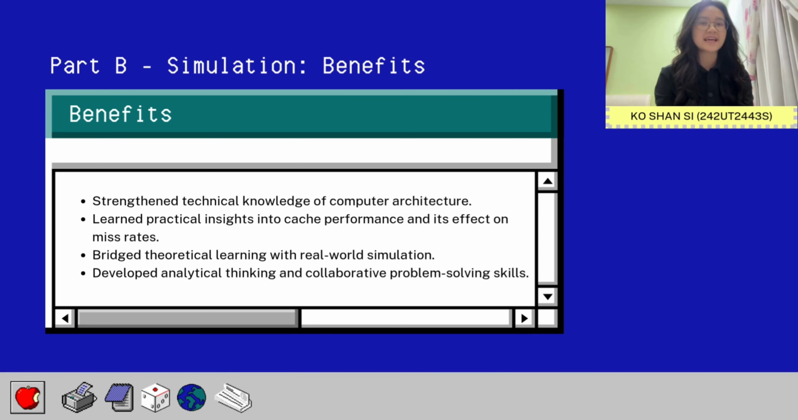The benefits in Part B included that we gained real hands-on experience with simulation tools, and we saw how cache size can affect miss rate and performance. It helped us connect what we learned in lectures to practical outputs, and we worked closely as a team to understand and discuss the data together.